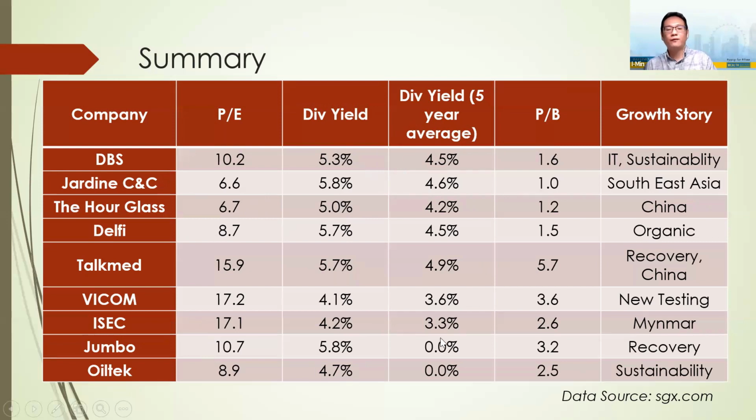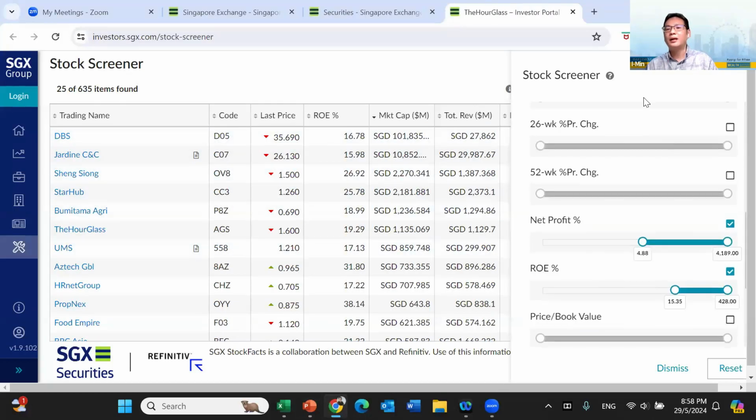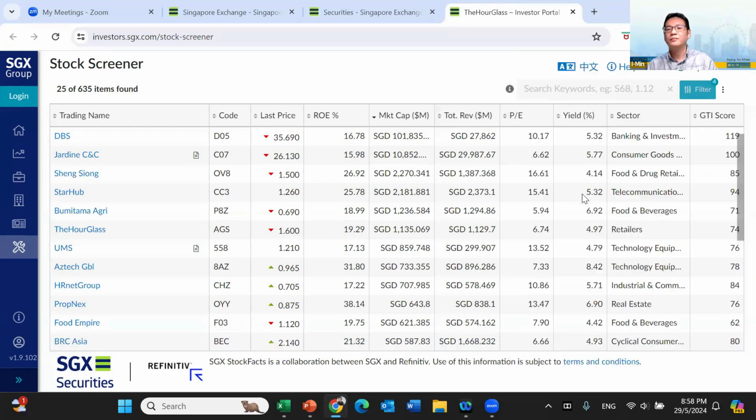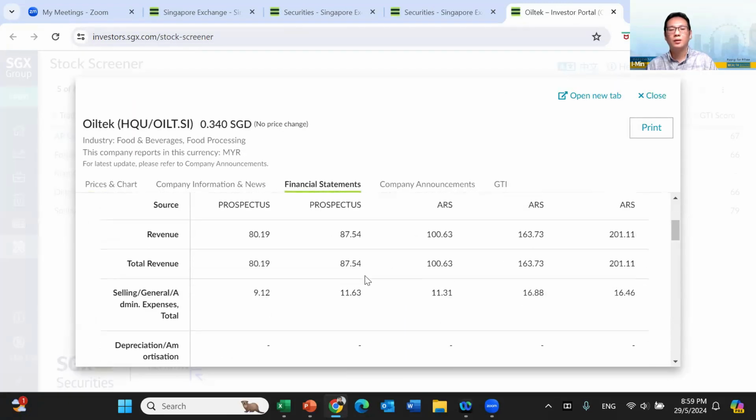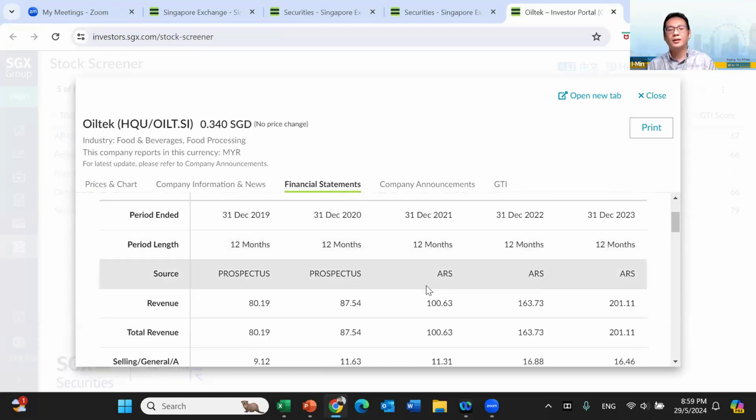Okay. So for Jumbo, this is 0. I think this one is because of COVID. Also, I am still okay with it. Oitech is also the same thing because Oitech, if I'm not wrong, is newly listed. So they may not have enough history to look at. Okay, let me just confirm Oitech. I think it's newly listed, but let me just confirm. Frankly, I also hadn't heard about this company until today. Okay, so you can see it is only listed in 2021.